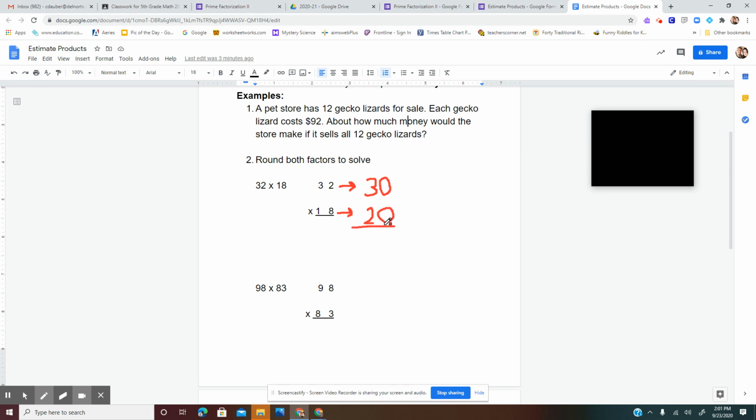And now, instead of multiplying 32 by 18, we're multiplying 30 by 20, and that's easy because we already learned that when we're multiplying with multiples of 10, we can just focus on the non-zero part of the number. 3 times 2 is 6, and then we can add the 2 zeros from the factors into the product. So 32 times 18 is about 600. It's not exactly 600. That's not an exact answer. It's an estimate, so it's close to the exact answer.